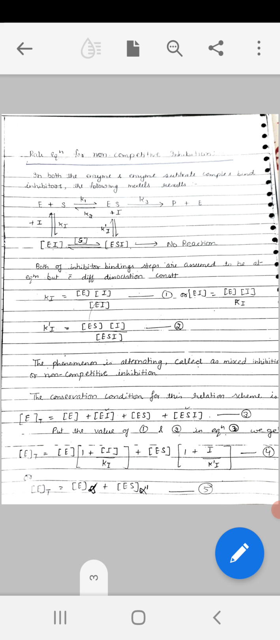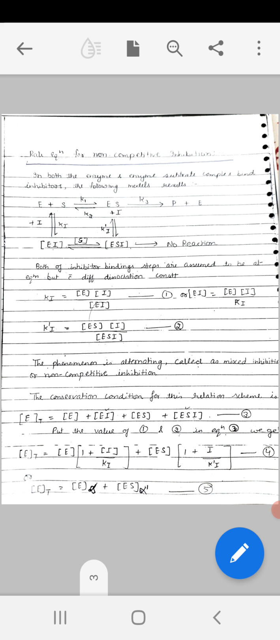When both the enzyme and the enzyme-substrate complex bind inhibitors, the following model results. Here E is enzyme and S is substrate. With a rate constant of K1 for the forward reaction and K2 for the reverse reaction, a complex ES is formed. This complex, with rate constant K3, can be converted into product and the enzyme is regenerated.